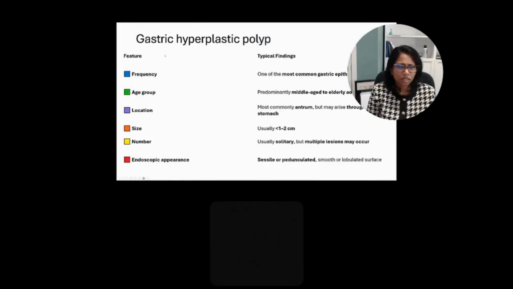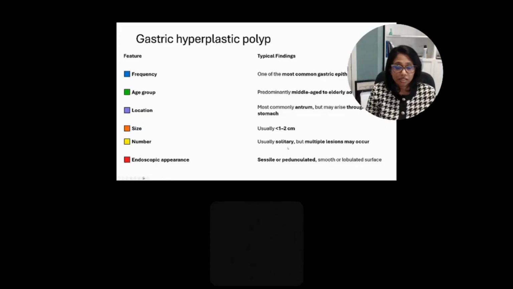The second commonest, depending, would be the gastric hyperplastic polyp. It is predominantly in middle-aged to elderly adults. It's most commonly in the antrum in comparison, but it may be seen throughout the stomach. They can be much larger in size, but usually between 1 centimeter and 2 centimeters, or it could be even smaller, depending. And when we get a gastric biopsy, and they don't do a polypectomy as such, they usually snip the superficial aspects, and if they say polyp, you can say that the features are compatible with so.